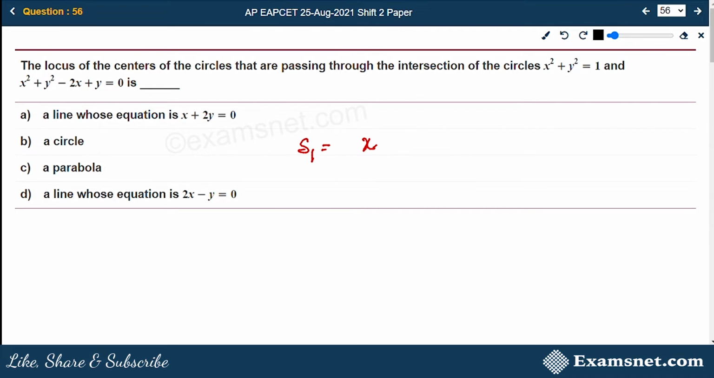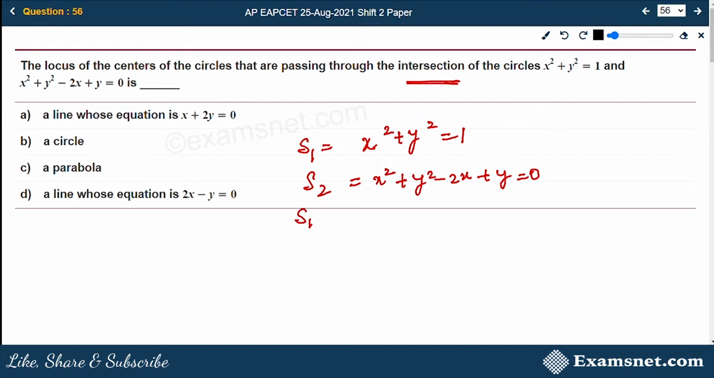Let's write down. First of all, what are the two circles which are given to us? Let this be S1: x square plus y square is equal to 1, and the second one, S2, is x square plus y square minus 2x plus y is equal to 0. If you have to find the locus of the center of the circles which are passing through the intersection of these two circles, that is given by S1 plus lambda S2 is equal to 0. So S1, let's write down, what was it? x square plus y square minus 1.